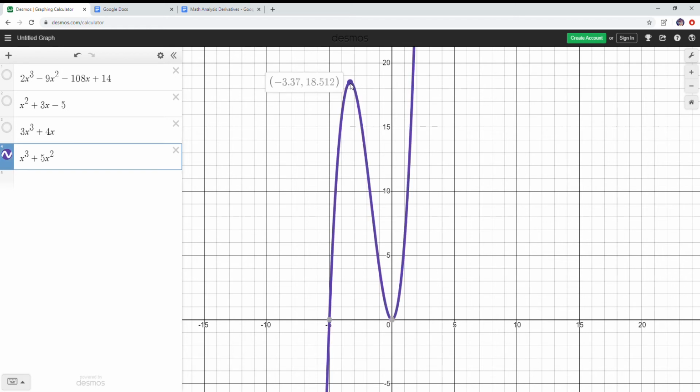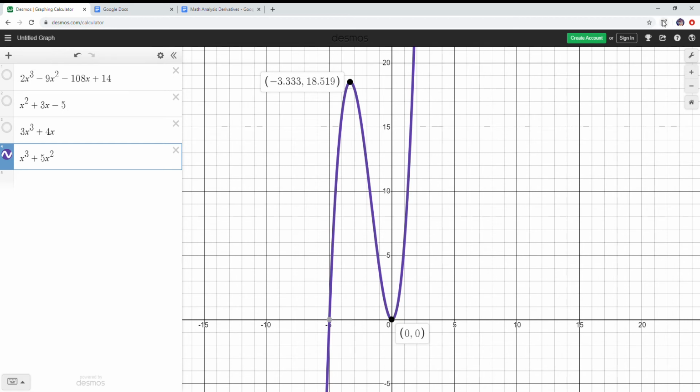So we see right here, the very height of this, what I believe is probably negative 3.33, or negative 3 1/3, is a point where it doesn't change. And then right here at 0, 0 is a point that it doesn't change. So both of these x values, negative 3 1/3 and 0, should lead us to a slope that is 0 when plugged into our derivative.